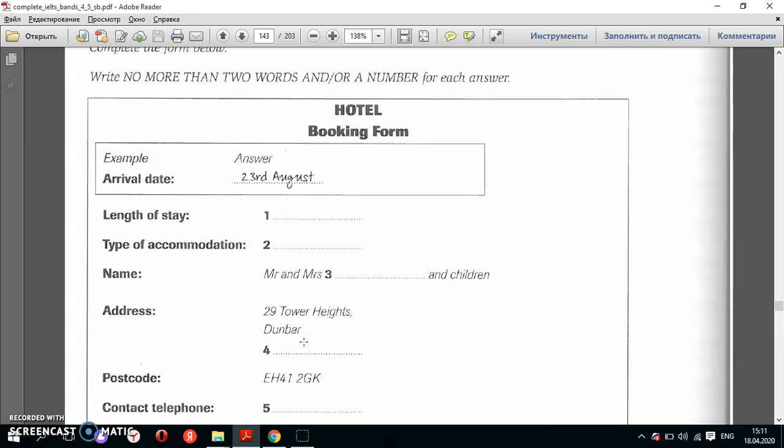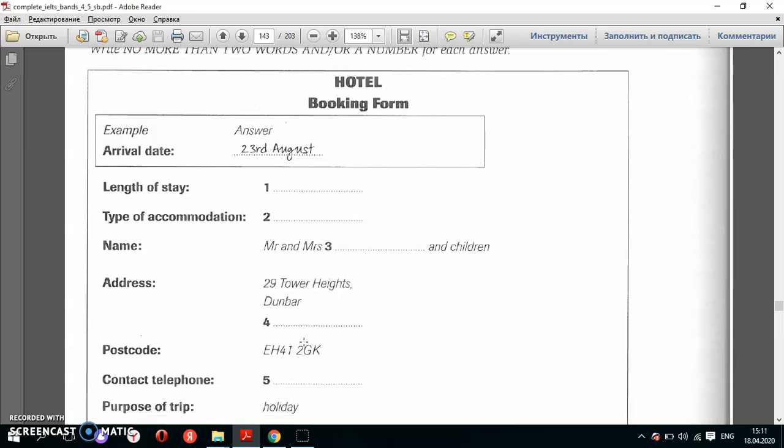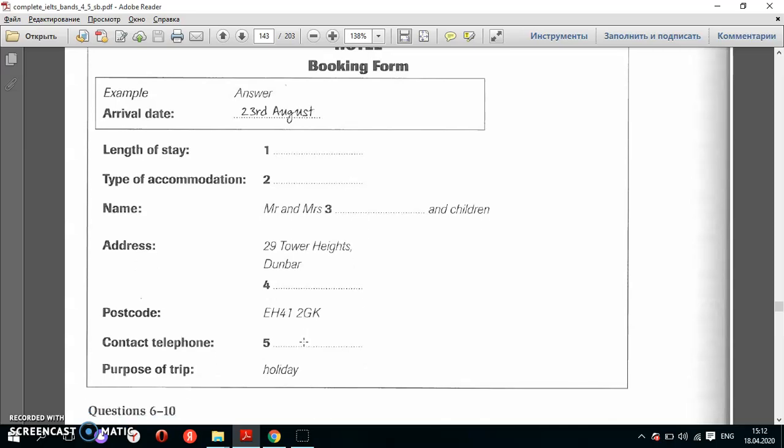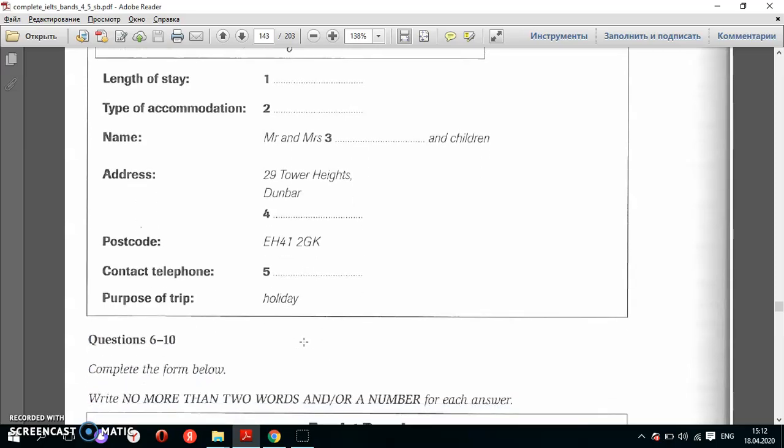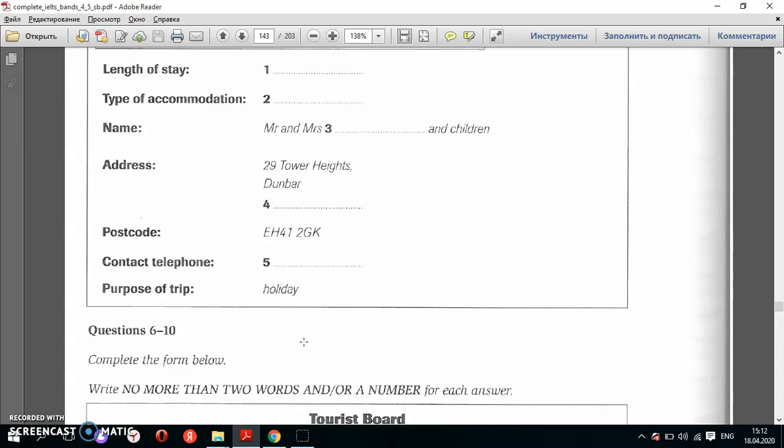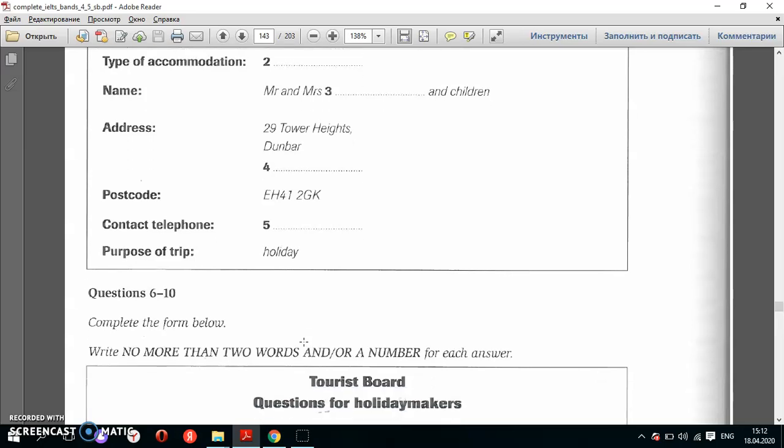So don't make such silly mistakes. Read carefully what parts of the answer have already been written for you in the answers. Then you have to find the contact telephone. You have to practice a lot. You have to make your ears get used to catching numbers and letters because they are often given in section one.